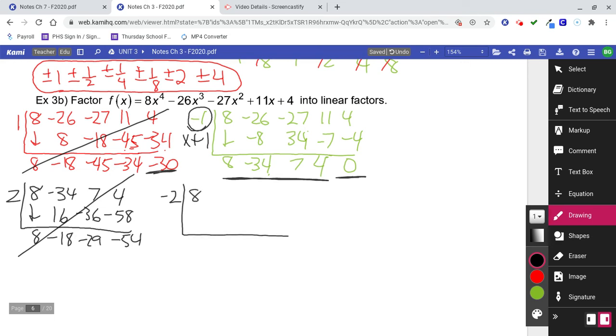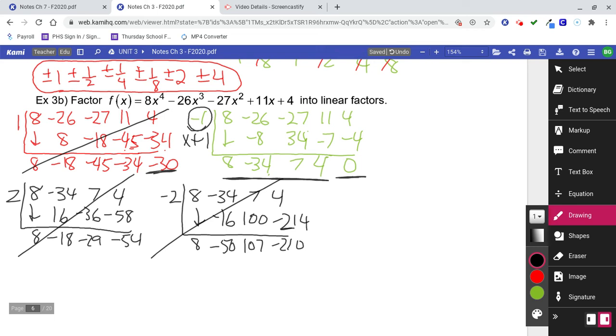Okay, so let's try negative 2. I'm using my same reduced numbers, 8, negative 34, 7, and 4. Add down 8, multiply negative 16. Add down negative 50, multiply is 100. Add down 107, multiply negative 214. Yeah, that's not going to work either. It doesn't work.